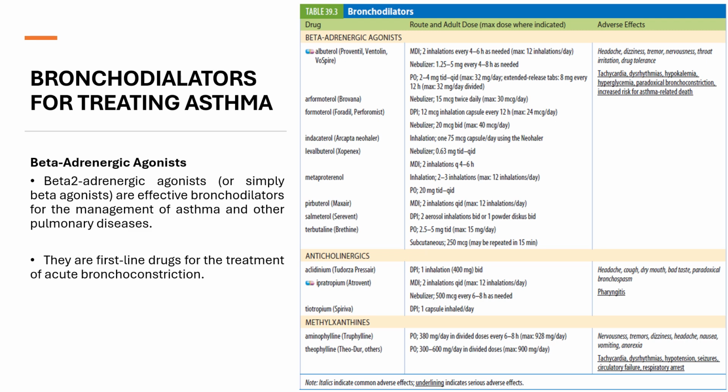uterus, and other organs. Beta-agonists that activate both beta-1 and beta-2 receptors are called non-selective bronchodilators. Beta-agonists that activate only the beta-2 receptors are called selective drugs. The selective beta-2 adrenergic agonists have largely replaced the older non-selective drugs such as epinephrine and isoproterenol for asthma pharmacotherapy because they produce fewer cardiac side effects.